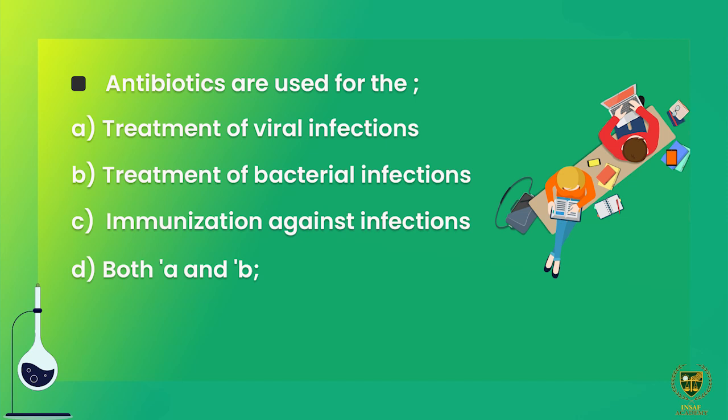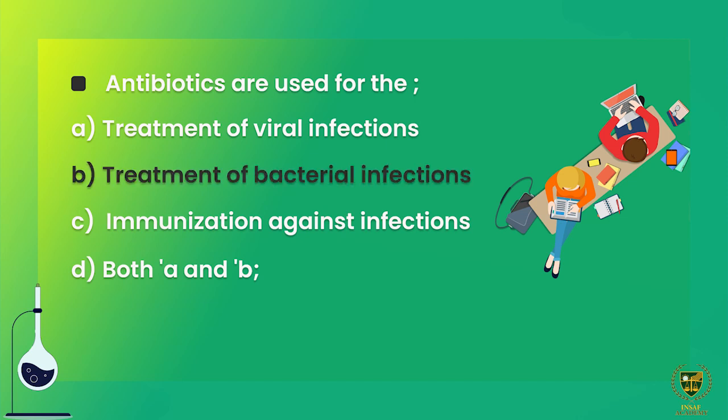Option alpha is treatment of viral infections. No dear students, that is not the correct option. Beta option says the treatment of bacterial infections. Yes, my dear student, that is the correct option for this question. So antibiotics are the medicinal drugs which are used against the treatment of bacterial infections.